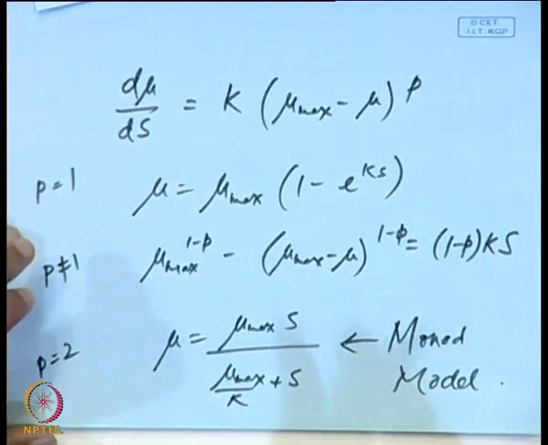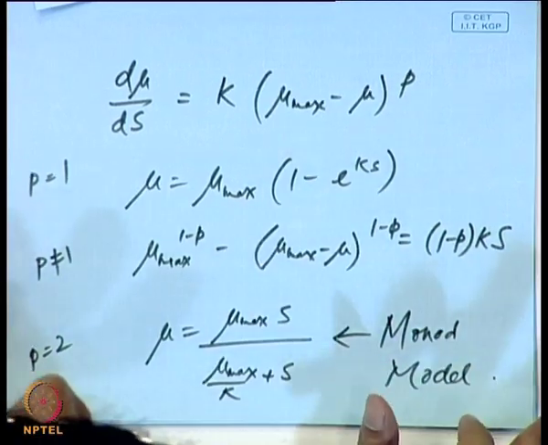So, what we need to do is remember the Monod model, the modified Monod model, and the Konak model, which is a generalized form of these, and how you get the Monod model from here.